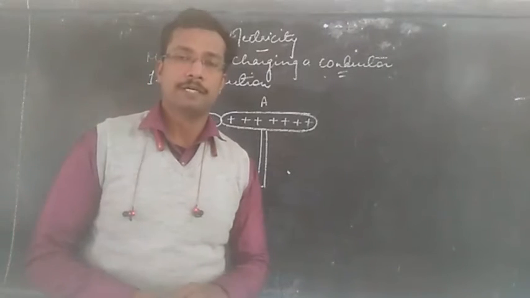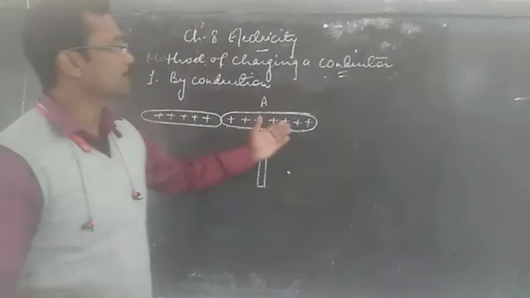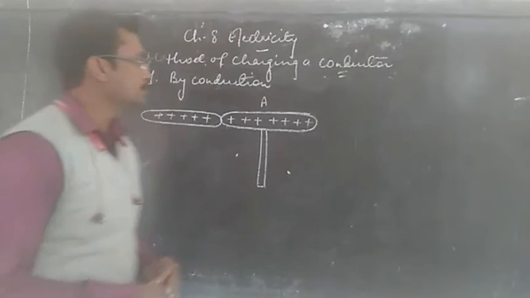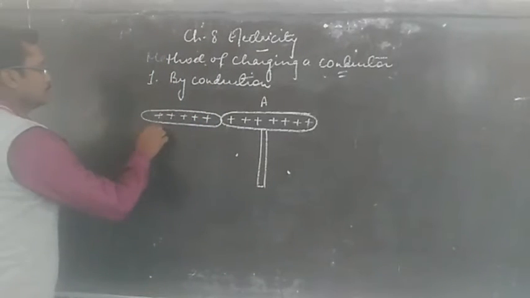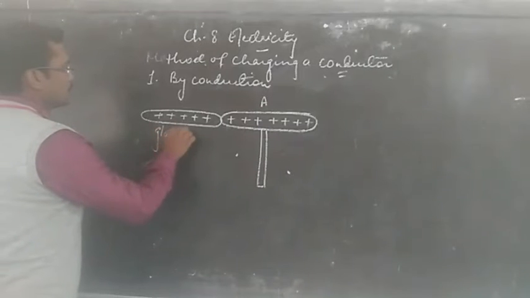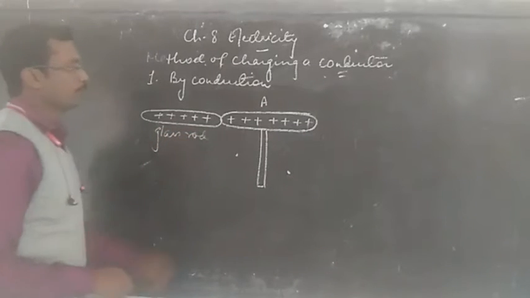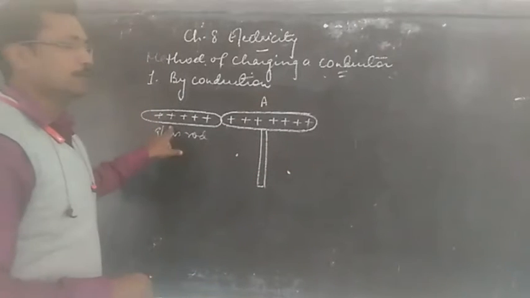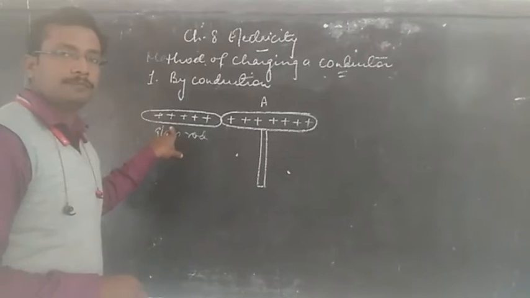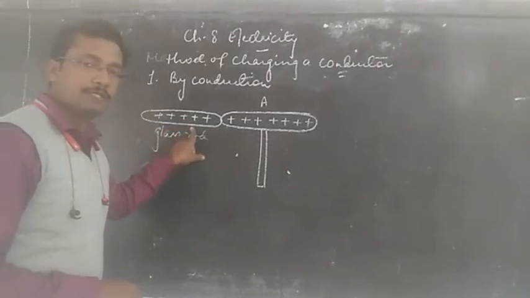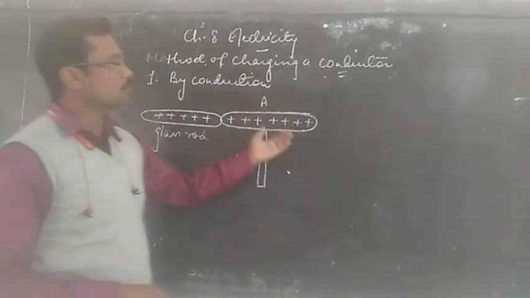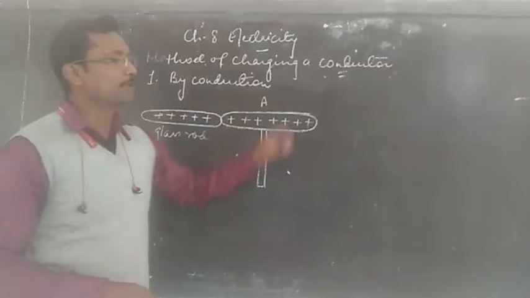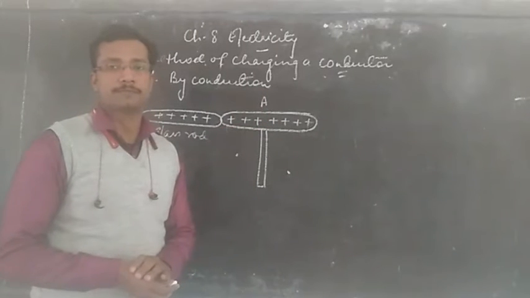Now coming to the reason why this conductor acquires positive charge. The reason here is, since this glass rod is positively charged, the free electrons of conductor A will be transferred to the glass rod to neutralize this positive charge, and due to the loss of the free electrons the conductor will also acquire positive charge.